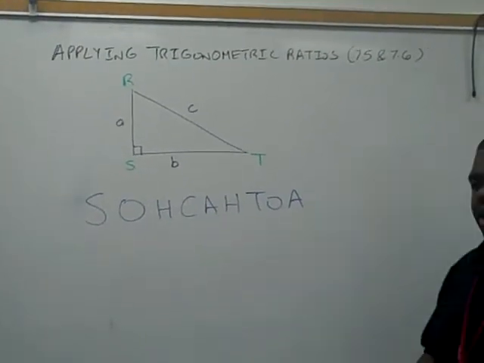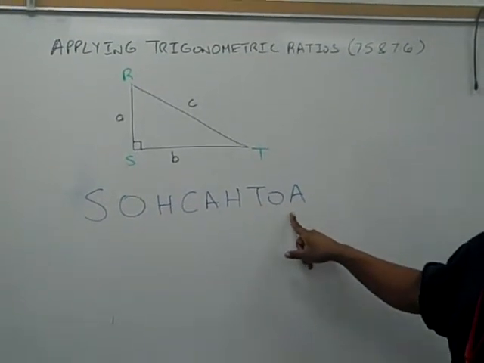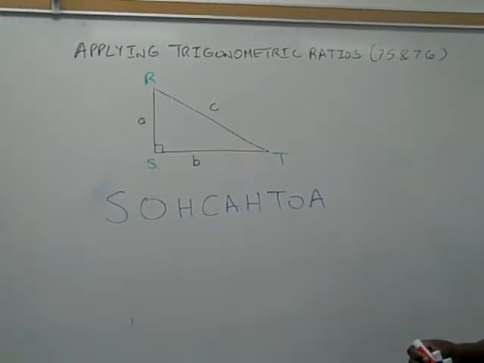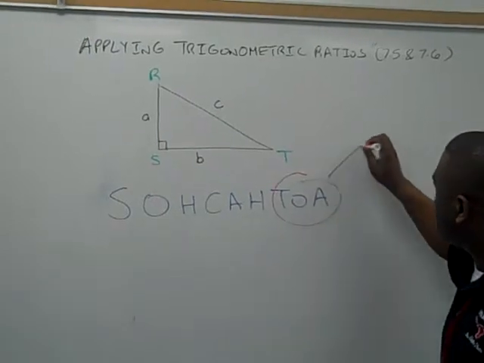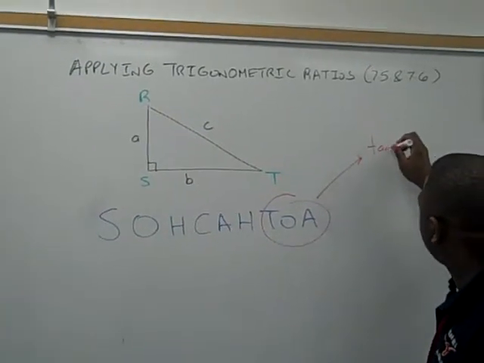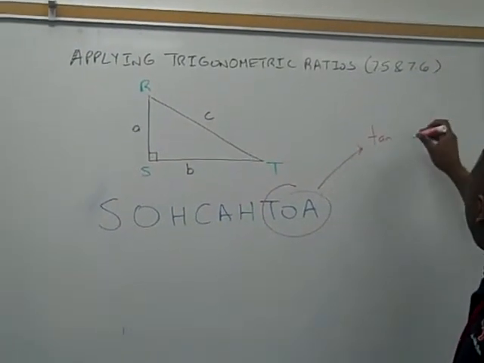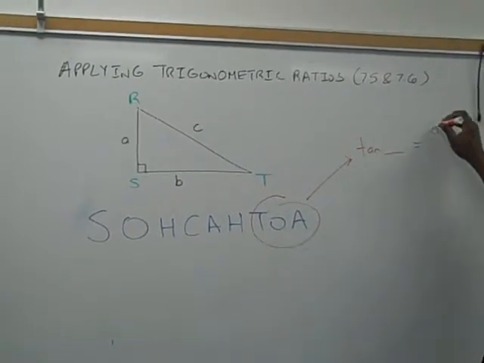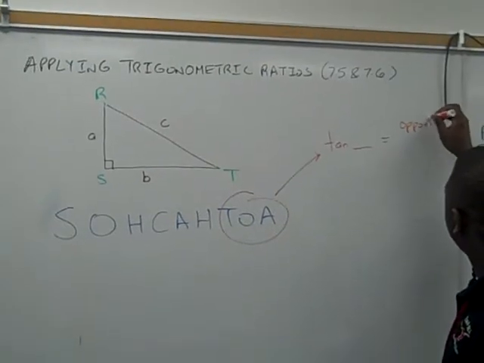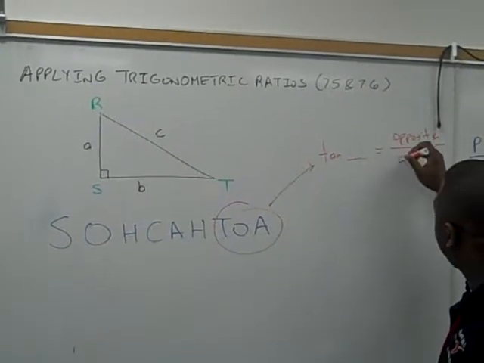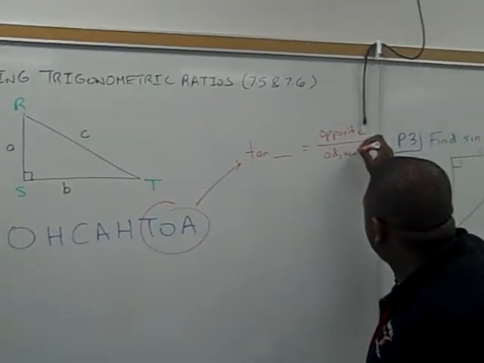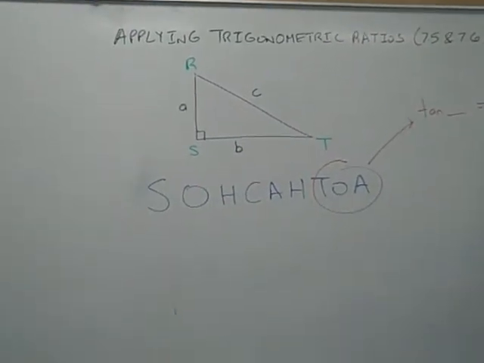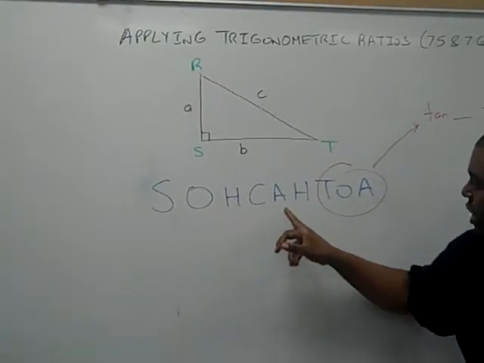Okay, now we've already talked about this part of our word here, SOHCAHTOA. Remember we said that this T stands for tangent of an angle, and that is opposite over adjacent. Okay? Now let's talk about the beginning of this phrase. The SO and the CA.